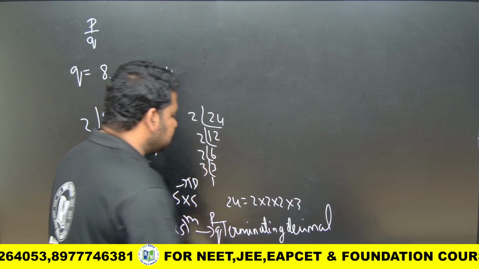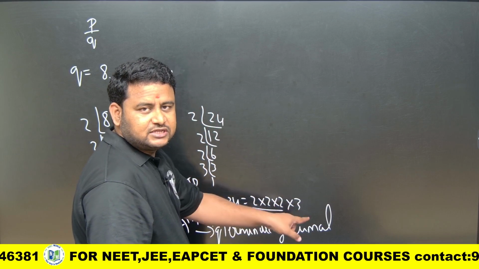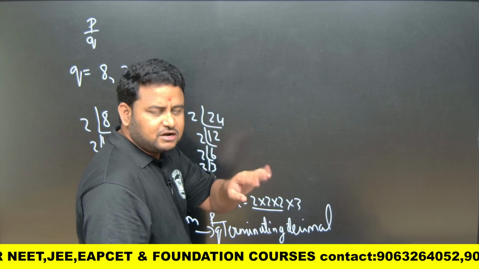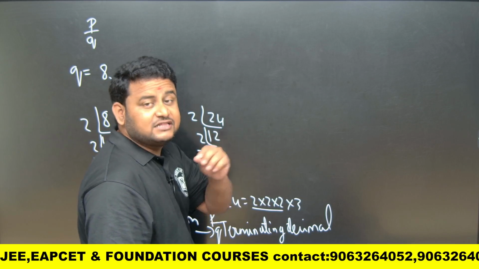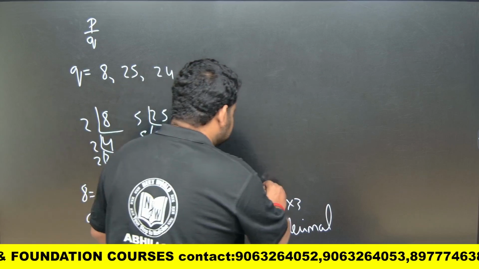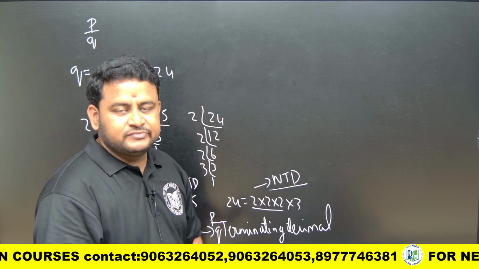What about 24? Only 2 is there, fine, but 3 is also there. Along with 2, 3 is also there. I told only 2 should be there or 5 should be there, or both 2 and 5 can be there. But any other number should not be there. Here 3 is also there. So this is a non-terminating decimal. This is the first question.